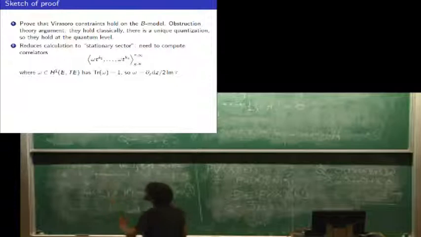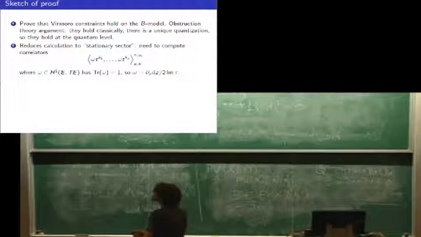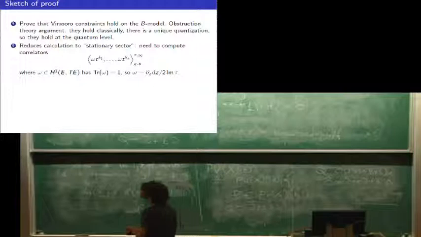Now, the Virasoro constraints mean that you can remove from the correlators you're trying to calculate everything except stuff involving this class in H1 of the tangent bundle. But this is the mirror to the fundamental class of a point in the A model. It's what Okounkov and Pandharipande call the stationary sector.